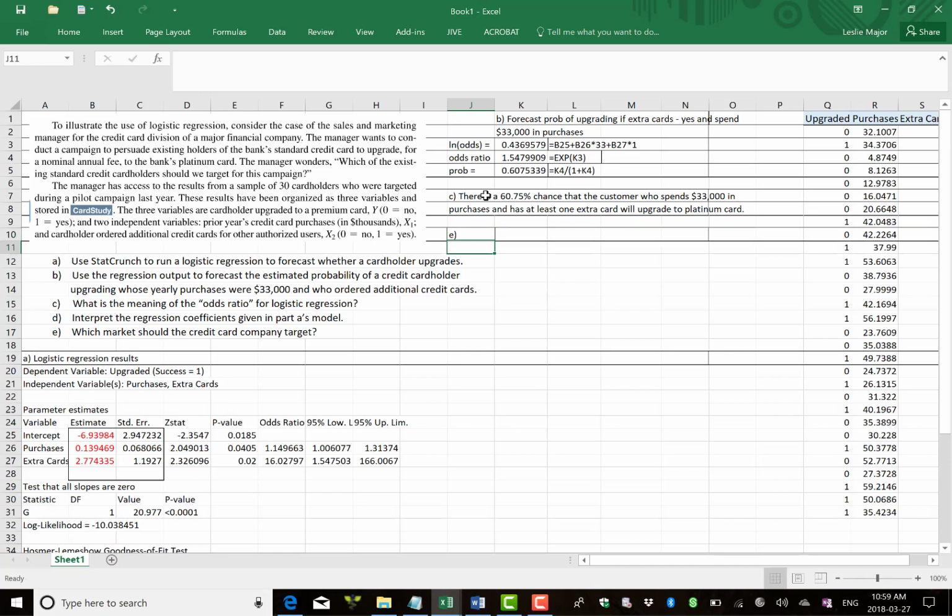Let's skip to our target market first. What's interesting, you can play around with these numbers and see what happens. As I increase the purchases, let's say from 33 to 43,000, my probability jumps way up. If I increase it all the way up to 50,000 in purchases, the probability jumps very high. So your target market is anybody who spends a lot on purchases and has an extra card. If you look here too, extra cards really influence things. If you take away that they have an extra card, multiplying by zero, it very much drops their odds.